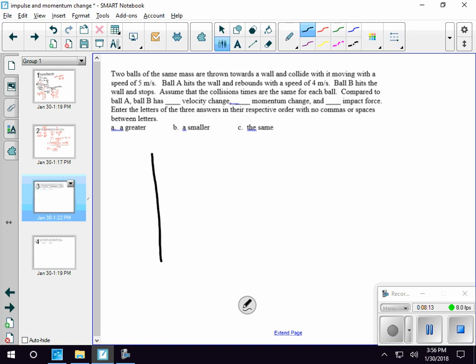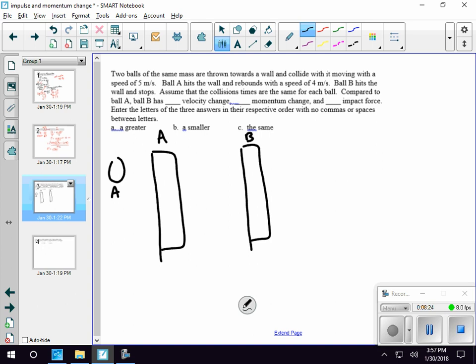They've got a wall, and they've got ball A, and here's ball B. Here's situation B. It says ball A hits the wall and rebounds this way with a speed of 4 meters per second. I'm going to make it negative because it's going the other way. It says the initial speed is 5. If it rebounds and goes the other way, that means it's negative 4. Ball B hits the wall and stops. Here's ball B. It's a separate ball. It's still moving at 5 meters per second, but it just stops, falls down. So final velocity of 0.